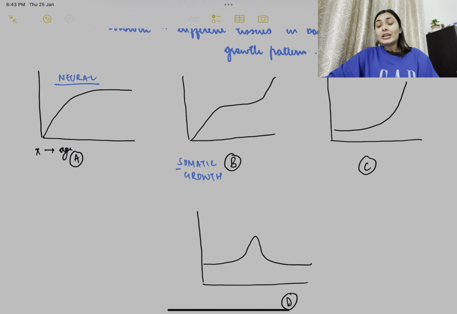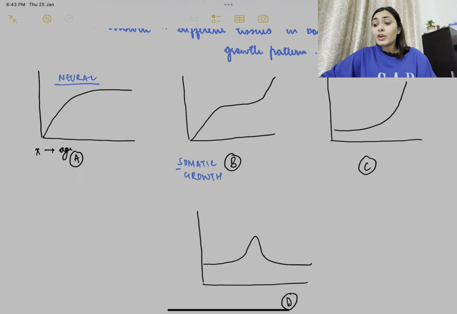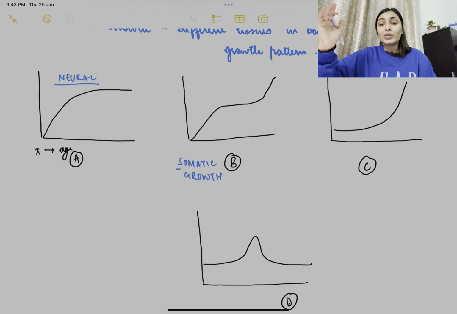Now coming to graph C. You can notice here, initially there is little to no growth, absolutely no growth, a plateau, and suddenly there is an upshoot. This is the graph for sexual growth. As soon as puberty hits, sexual growth is going to be there.